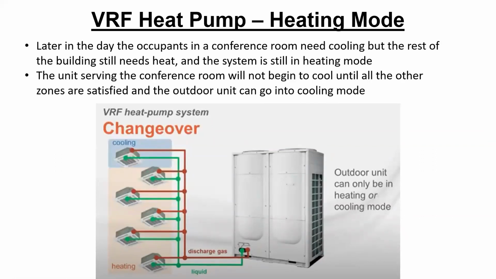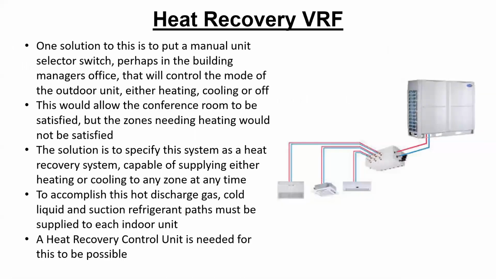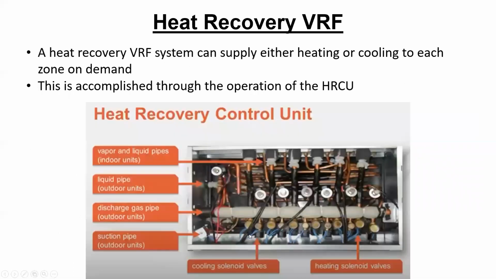Later in the day, the occupants in a conference room need cooling, but the rest of the building probably needs heating. So this system can satisfy multiple needs, which we talked about earlier. The solution is to specify this system as a heat recovery system capable of supplying either heating or cooling to any zone at any time, while a heat recovery control unit is needed that can provide both of them at the same time.